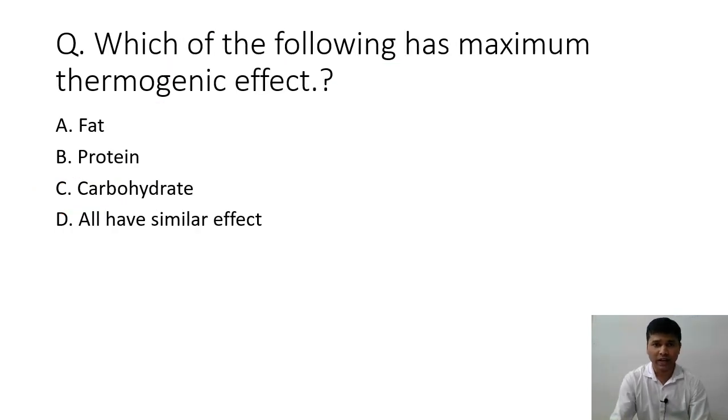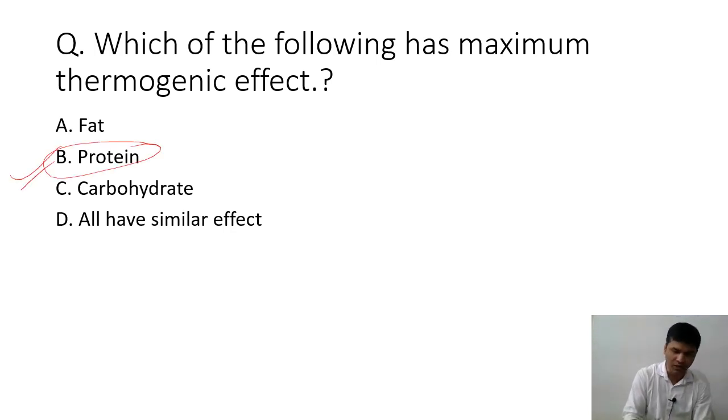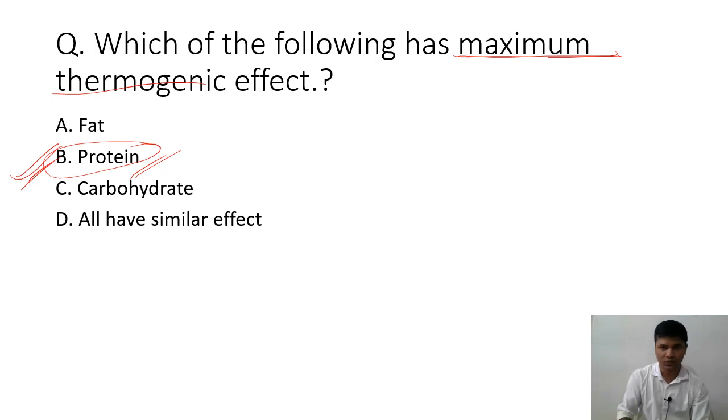Which of the following has the maximum thermogenic effect? Again, this is a very simple answer. Protein has the maximum thermogenic effect during digestion. The others have less thermogenic effect. So the maximum thermogenic effect is with protein, and protein will be your answer.